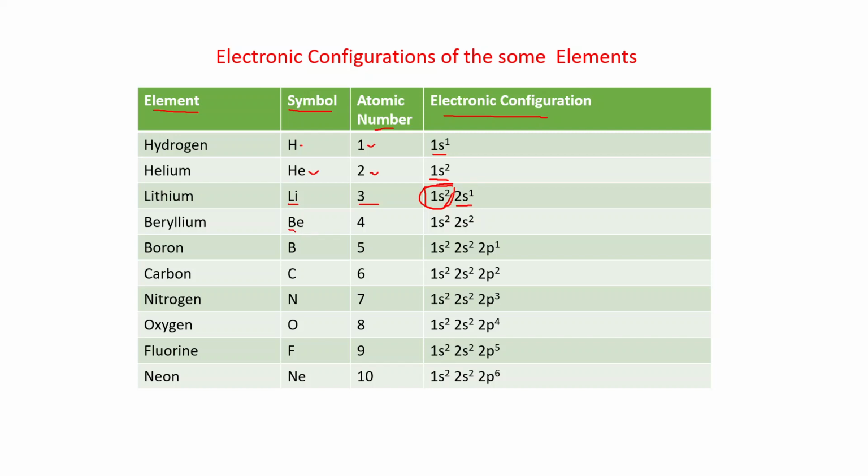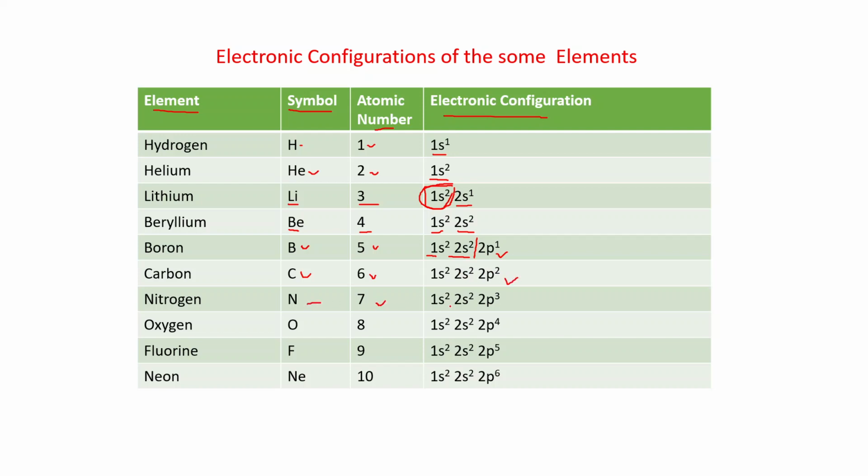In the same way, beryllium, Be, atomic number 4, is 1s2, 2s2. Boron, B, atomic number 5. Now the s subshell is filled as per its capacity, so the next electron will go into the p subshell of the second shell. That's why this is 1s2, 2s2, 2p1. And as we know, in the p subshell the maximum number of electrons is 6. From carbon, atomic number 6, the number of electrons in the p subshell of the second shell increases: 1s2, 2s2, 2p2.